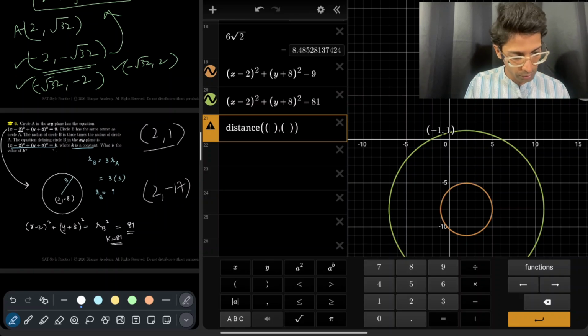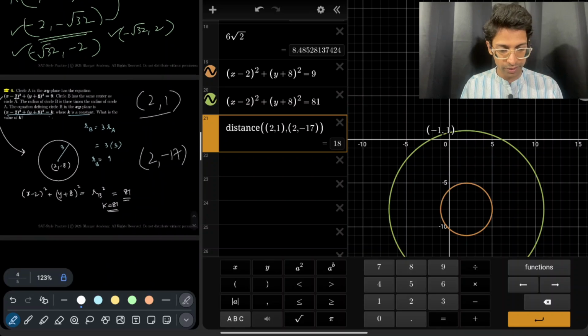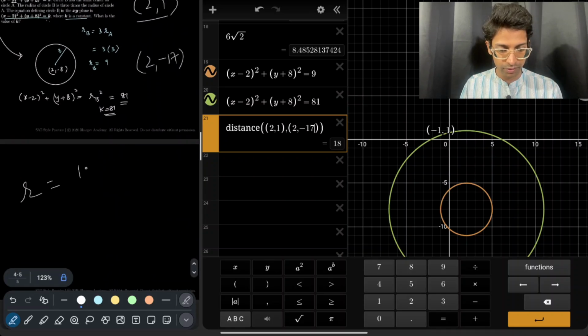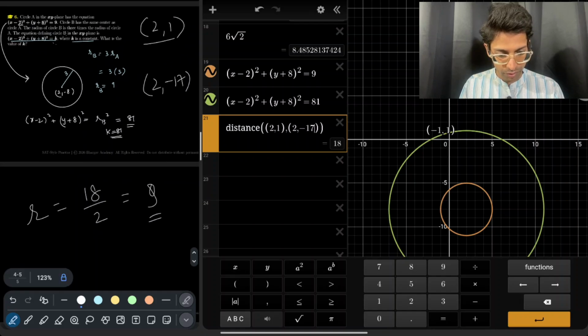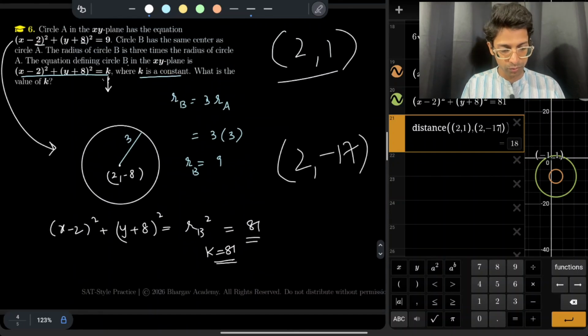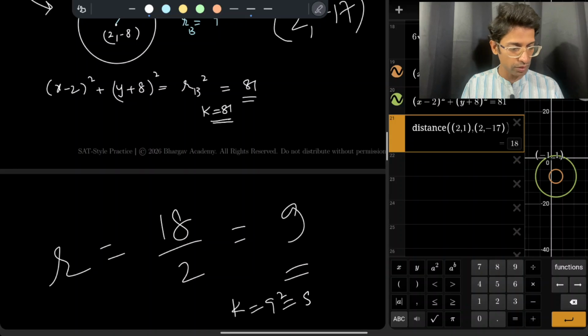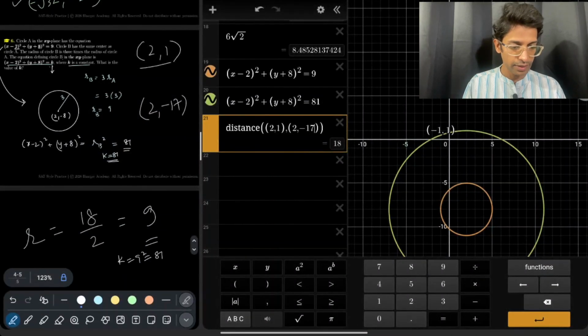What is the first point? 2 comma 1. The other point is 2 comma negative 17. The distance comes out to be 18. So the radius is diameter by 2, which is 9. And obviously, he's asking you to find this one, which is radius squared, which is 9 squared. So k is 9 squared, that is 81. So that is how you can verify your answer using Desmos.